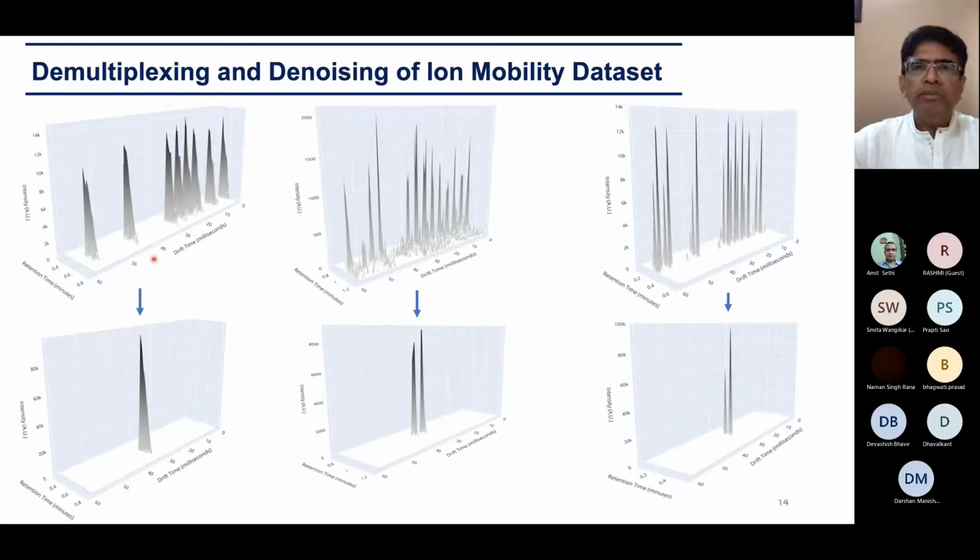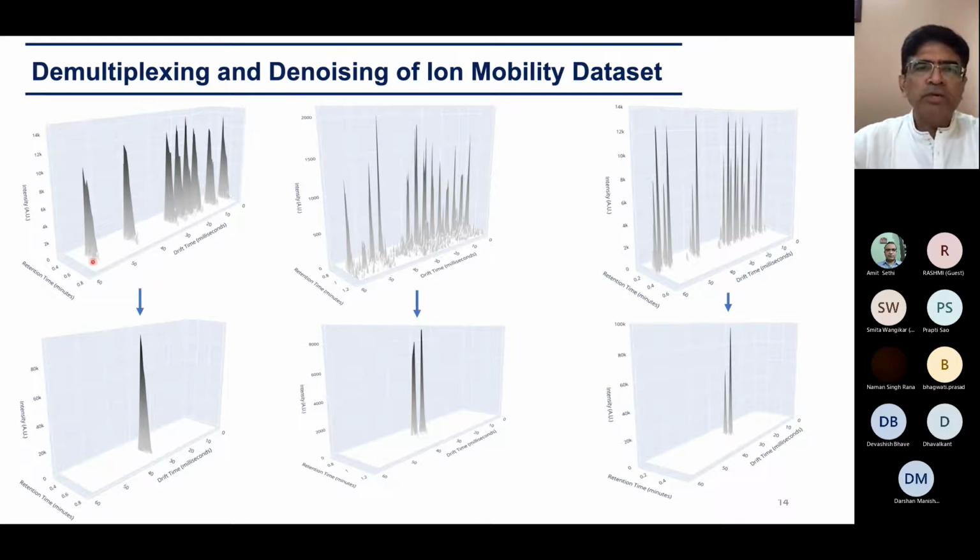Another application is demultiplexing. The instrument uses a multiplexing algorithm to improve its duty cycle. So this is a hardware-based type of multiplexing. The multiplexed data needs to be demultiplexed and denoised, so we have developed a tool to demultiplex and denoise.